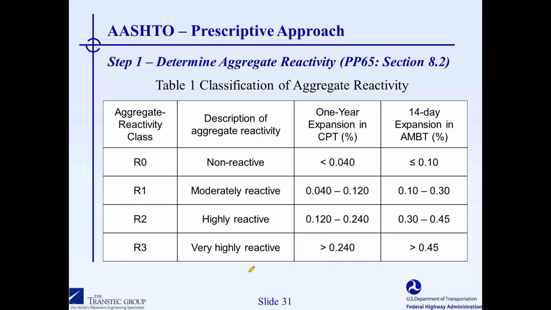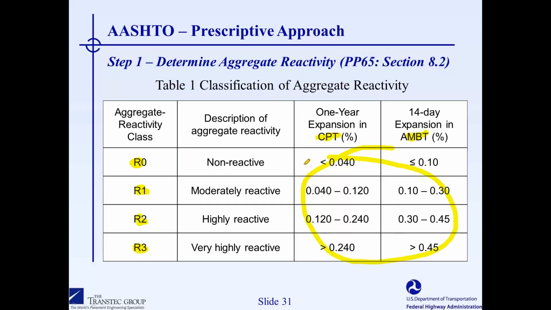Step 1, we determine aggregate reactivity. We can use either our accelerated mortar bar test or our concrete prism test to do this. And there are 4 possible outcomes. One is non-reactive, and I doubt we would be here because we don't go to step 2 unless we have a reactive aggregate. Or we can have a moderately reactive, a highly reactive, or a very highly reactive aggregate, depending on how much expansion we see in these test methods.